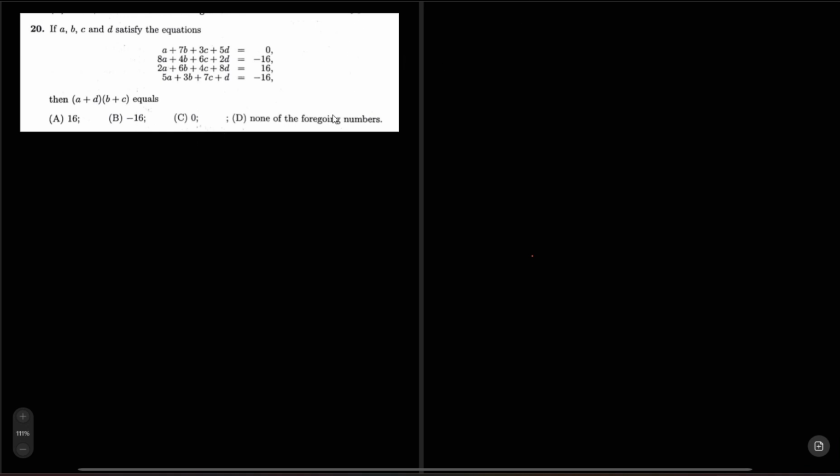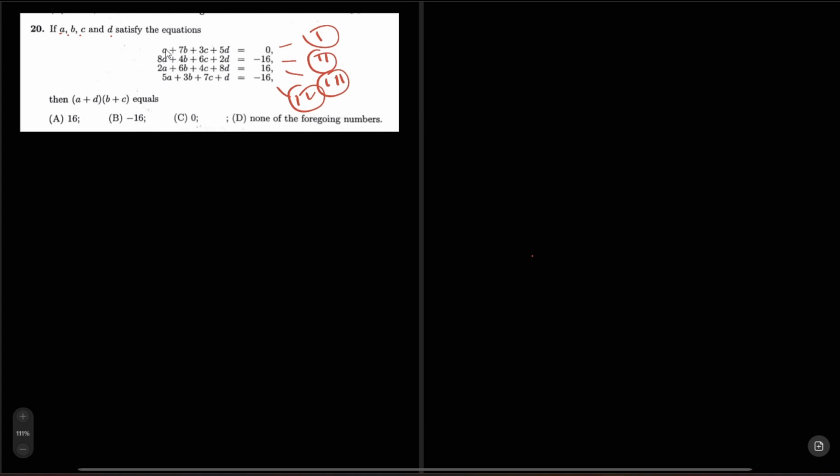So now here's an interesting question of linear equations. You can see there are three equations upon the variables a, b, c and d, and they are satisfying different conditions. The first condition is equation 1, the second condition is equation 2, the third one is this equation, and the fourth one is this equation.